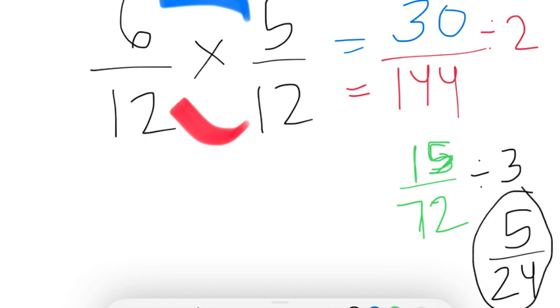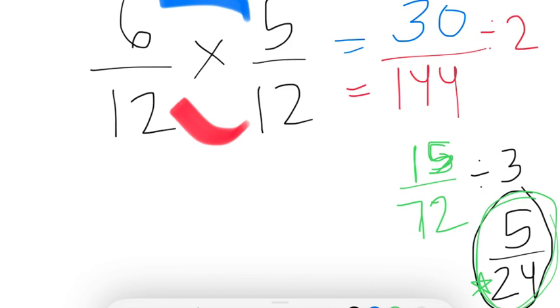Now that is going to be our lowest term, because 5 is a prime number, it only works with 5 and itself. The only way that I could reduce a 5 on top is if my denominator down here was a 5 multiple, ending in a 5 or a 0. So that's a quick way to know if I'm finished with that, is just to say 5 doesn't go into 24, so there I go. So 6/12 times 5/12 equals 5/24 as a finished answer.